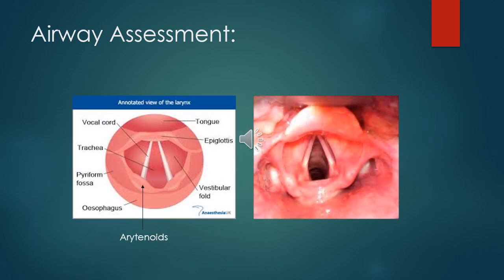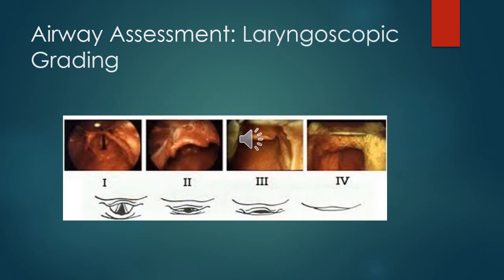Here's a picture and some labels of what an ideal view of the vocal cords when attempting intubation should look like. It's almost never quite that clear. And because it's never quite that clear, unfortunately, there are varying grading views so that we're able to help communicate whenever we come across a difficult airway and describe it.